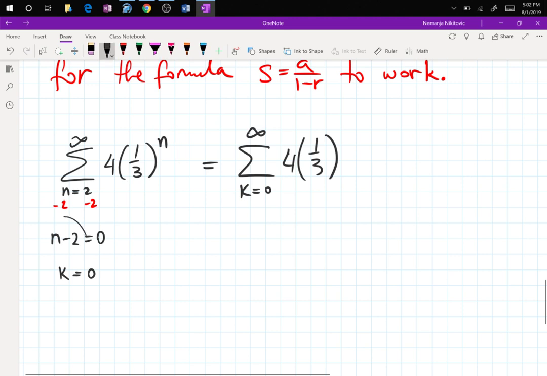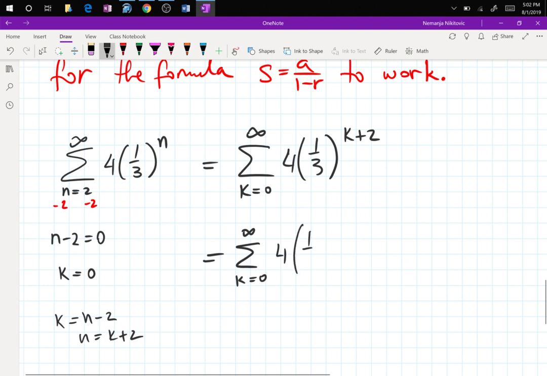Solve the equation. Because that then needs to change into some form of k, because k will operate. So we know that k is n minus 2, from where n is k plus 2. So that's a k plus 2 up there. And now we use that algebra formula to peel off the plus 2 part. So summation k equals 0 to infinity, 4, and now peel off 1, peel off another 1, so that's your 1/3 squared, and then leave the rest as k.